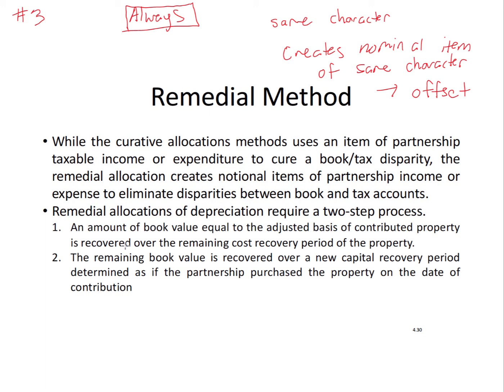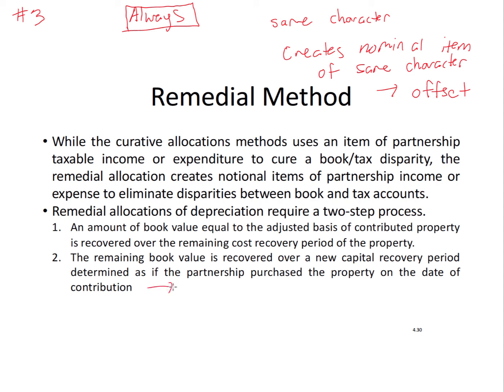Okay? So the way it does is it's a 2-step process. First, an amount of the book value equal to the adjusted basis of the contributed property is recovered over the remaining cost recovery period of the property. The remaining book value is recovered over a new capital recovery period determined as if the partnership purchased the property on the date of contribution.